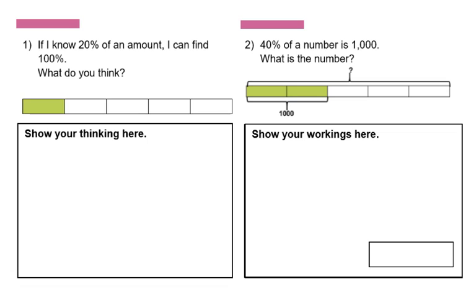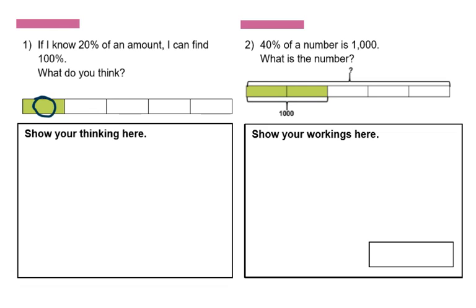Okay, so if I know 20% of an amount, I can find 100%. What do you think? Look at the bar model underneath. Do you remember yesterday we worked out what 20% was? We did that by finding 10% twice. So in other words, we could split our whole into 10 and then multiply it by 2 to find 20%, sorry. What I can also do is look at how many times that 20% goes into 100, which is really what's important here.